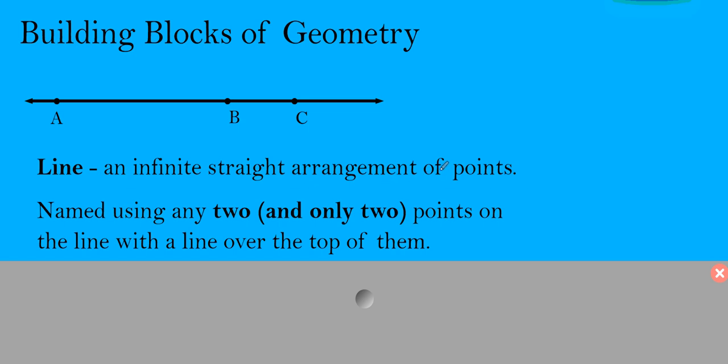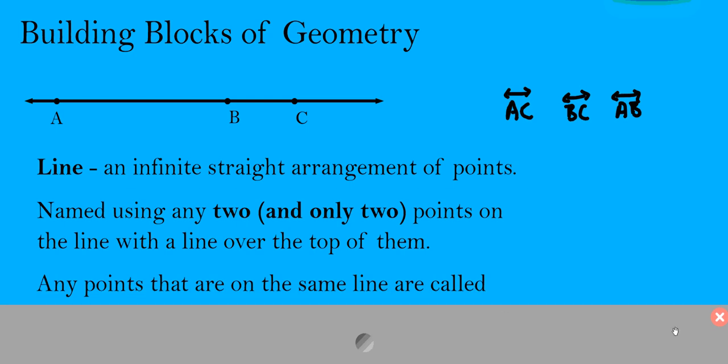we are going to use two and only two points on the line with a line over the top of them. So if we have this line here that contains points A, B, and C, we might name it as AC with a line over it, BC with a line over it, or AB with a line over it. They all represent the same line. So whether you're naming it or whether you're getting that information, the two letters combined with the symbol over the top is indicating a line.